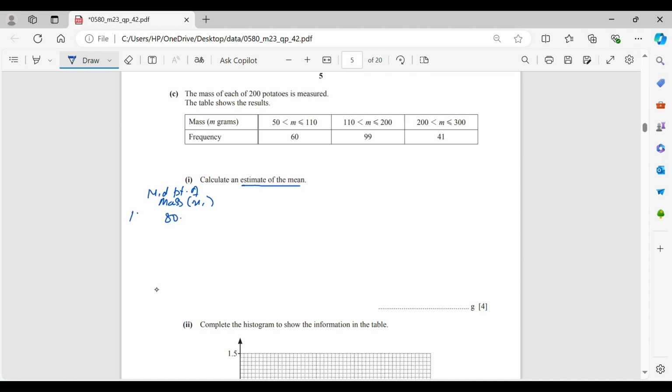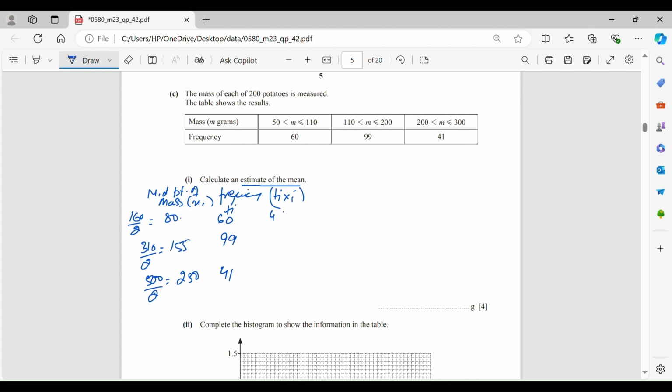160 divided by 2 is equal to 80. Then 310 divided by 2, which is 155, and 500 divided by 2, which is 250, right? Frequency: F1, this is 60, 99 and 41. Now Fi into Xi.